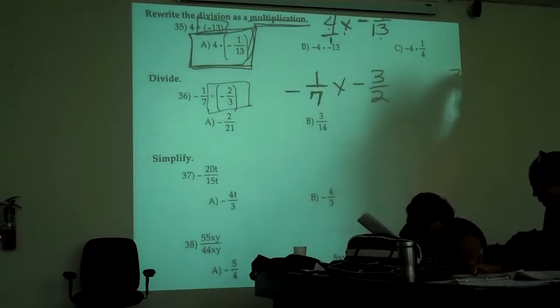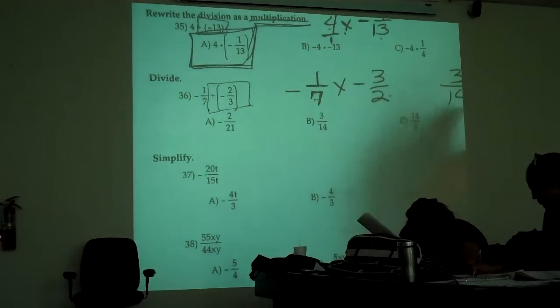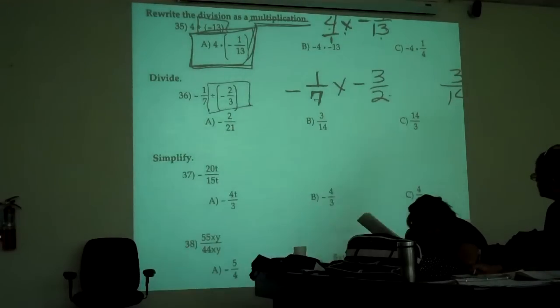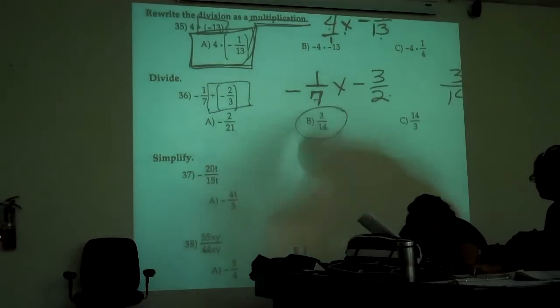1 times 3 is 3. 7 times 2 is 14. What's the sign? Positive. 2 negatives is positive. Okay.